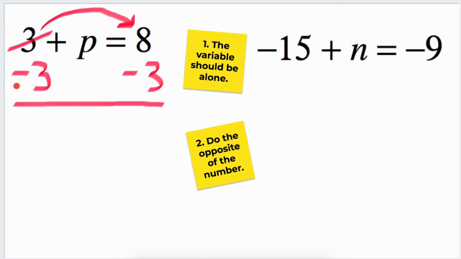So 3 minus 3 is 0. Both of them cancel each other, and I'm left with p on the left side. On the right side, I'll have 8 minus 3, which gives me positive 5.